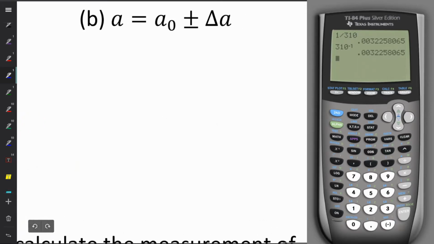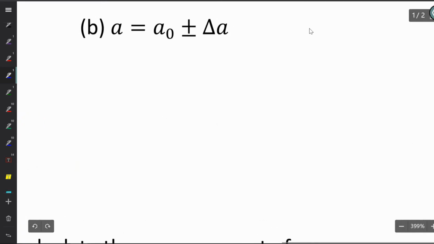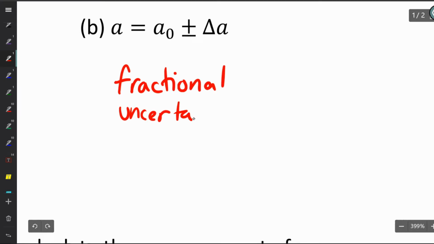Well, what if there are no numbers at all? Can we still do it? Yeah, of course we can. We're just going to have to write it out without plugging in any numbers. So we know that the fractional uncertainty is equal to delta A over A naught.